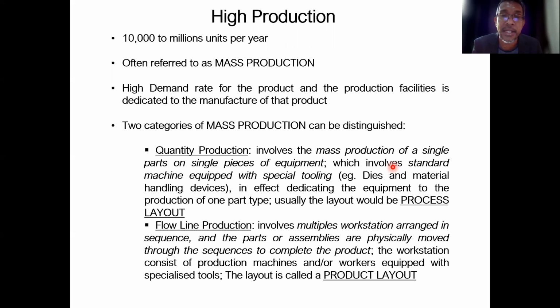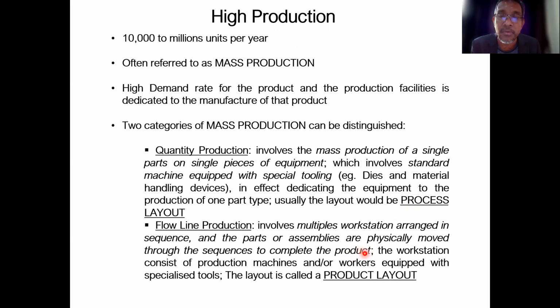So they need to press the process. They press the steel, and they will produce the part based on that specific machine. They are equipped with the special tool, and usually this one we call process layout because they focus on the process layout. And then flow line production focuses on the product layout.